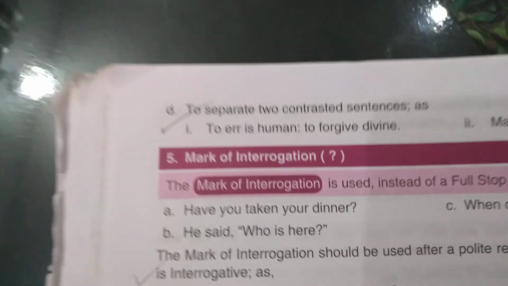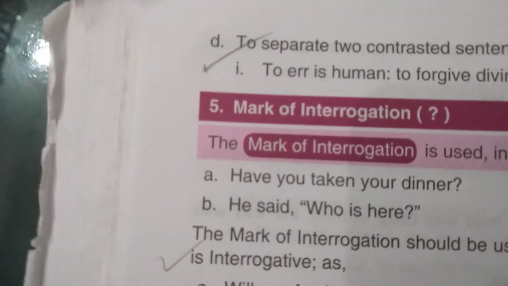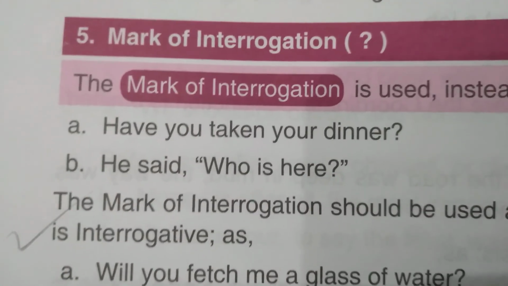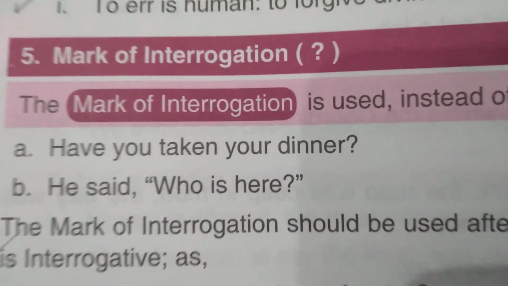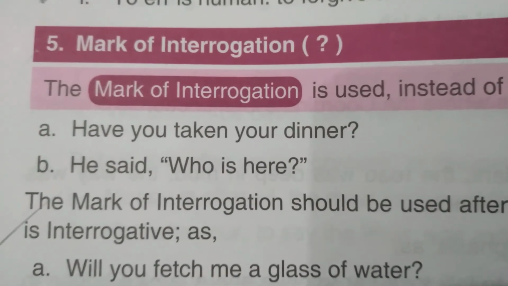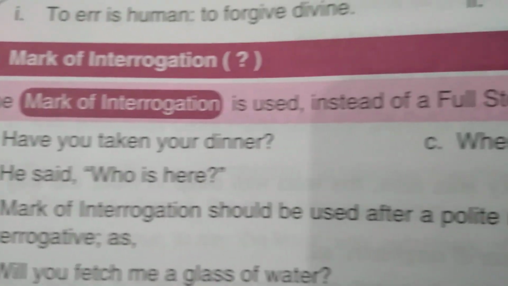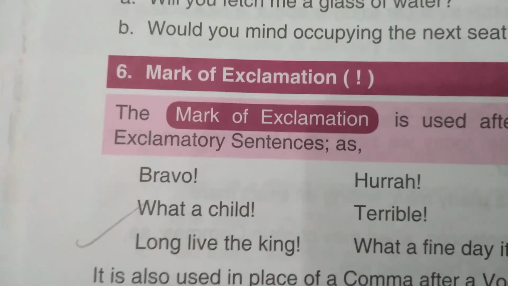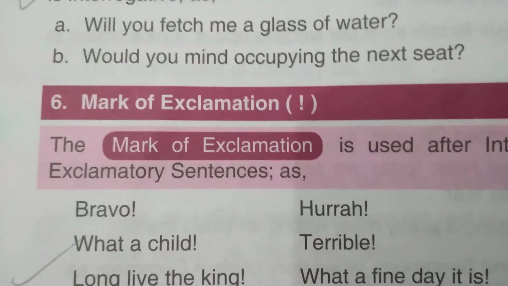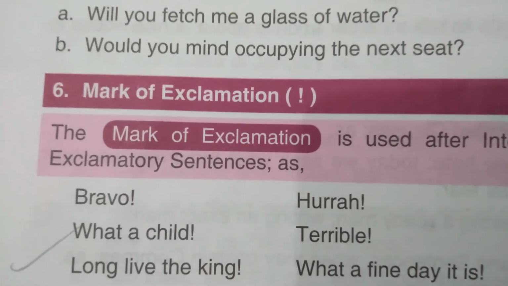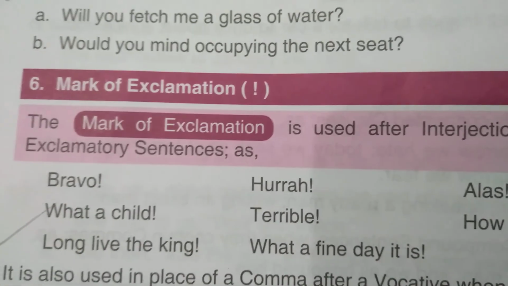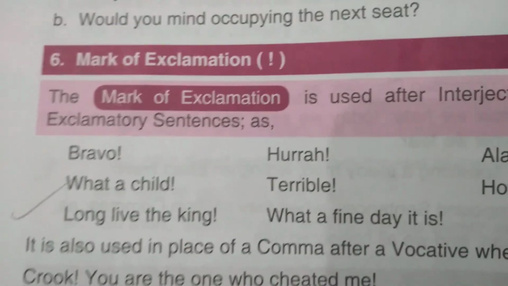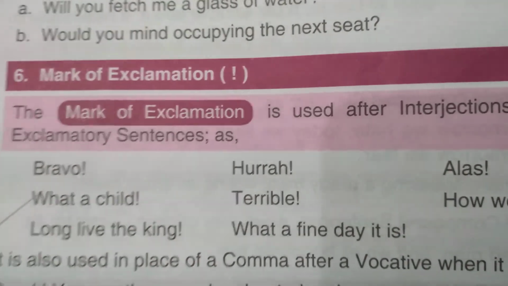Yes, now let's move on to the next punctuation, and it is the mark of interrogation. It is also known as the question mark, and as suggested by the name, it is put after direct questions. Okay. The next punctuation is the mark of exclamation, also known as the exclamatory mark. This punctuation is used after exclamatory words or exclamatory sentences. For example, bravo, hooray, long live the king, etc.